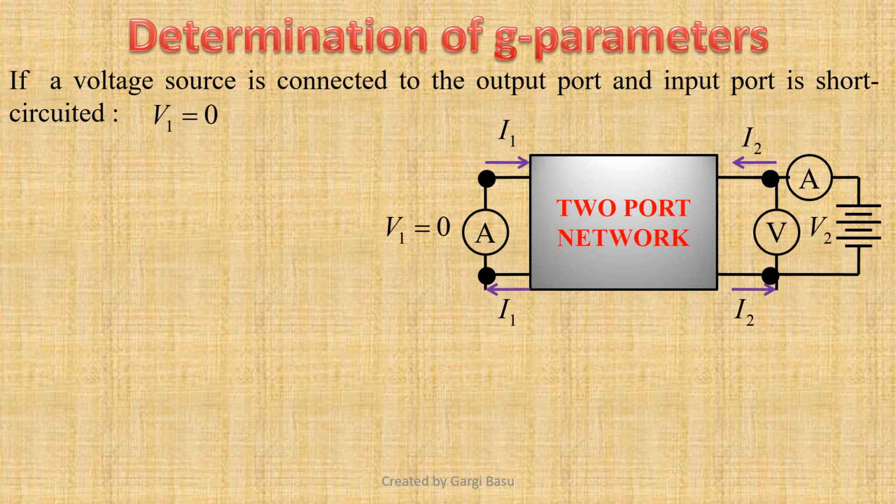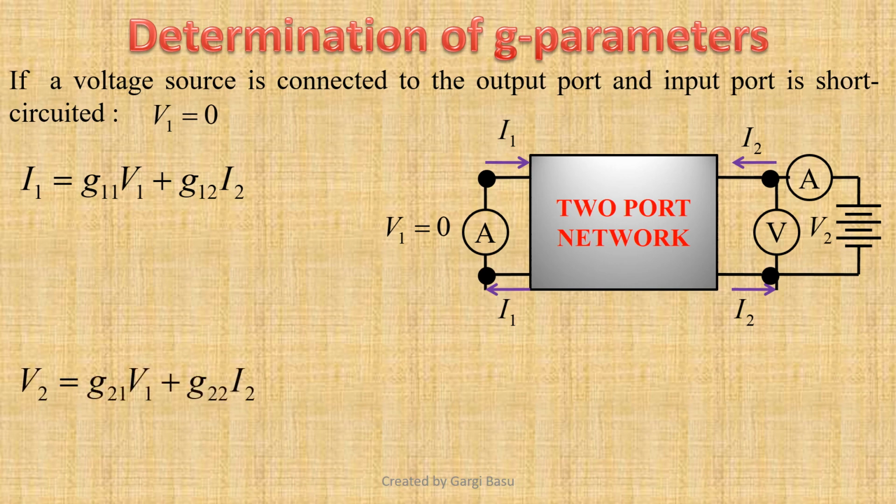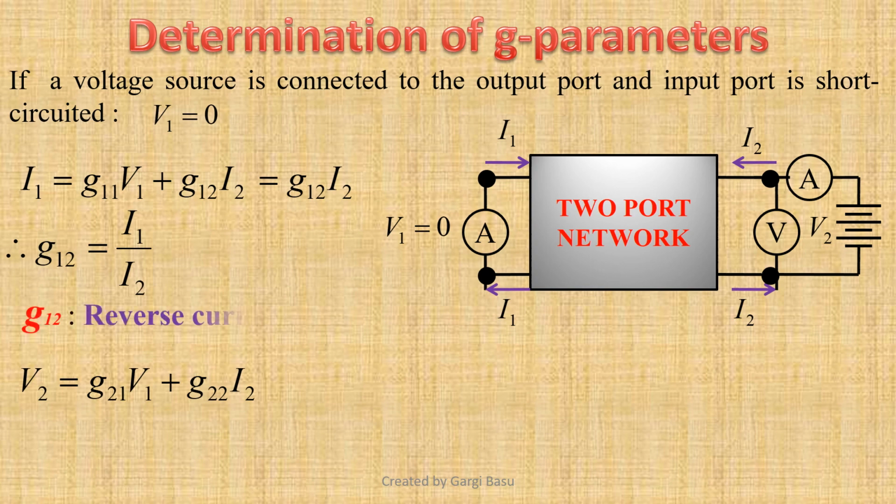The linear equations used to describe a two-port network using G parameters are I1 equals G11 V1 plus G12 I2, and V2 equals G21 V1 plus G22 I2. When V1 equals 0, the first equation reduces to I1 equals G12 I2. Therefore, G12 equals I1 by I2. G12 is termed the reverse current gain when the input port is short-circuited.